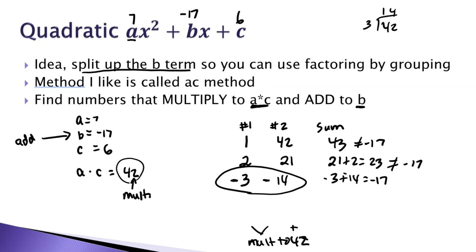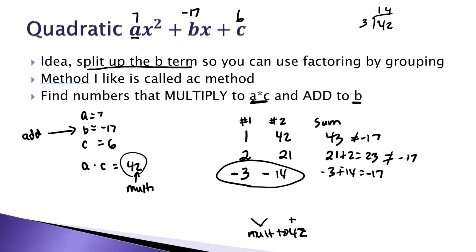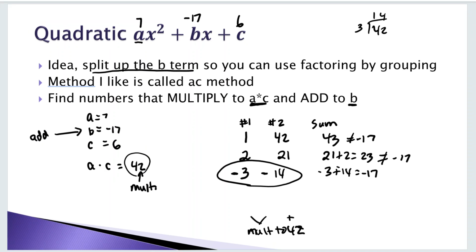So you see what I'm doing? I'm just taking numbers, just 1, 2, 3, 4, 5, 6, 7. And then for my second number, I'm taking my AC divided by my first number. And then I'm checking to see if they add up. And if they do, then I'm good. And if I go through everything all the way up and can't find anything, then it just doesn't factor nicely. But here it did. So let's take a look.